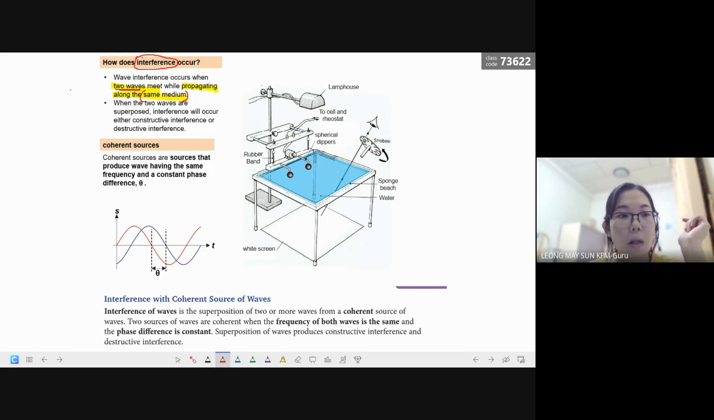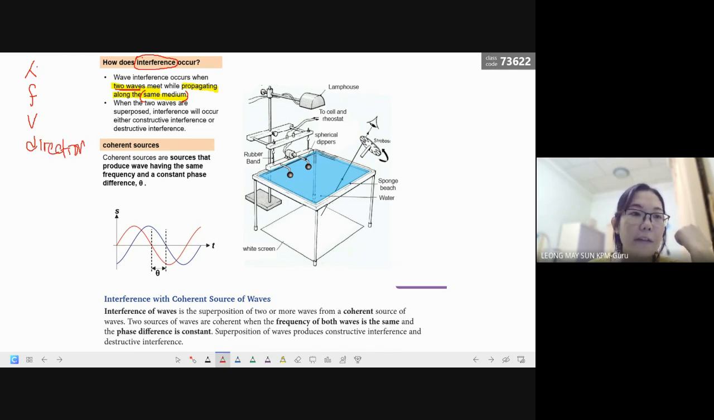So if you recall, I mentioned previously that when we talk about the phenomena of waves, we have to talk about the wavelength, the frequency, the wave speed, and the direction.